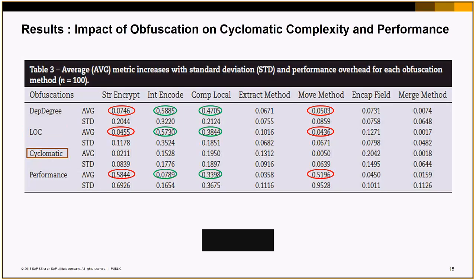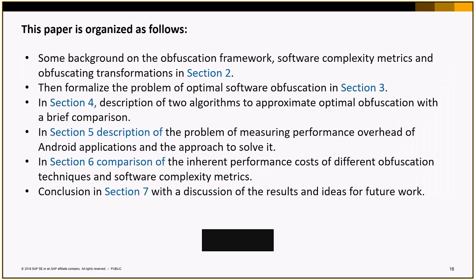Looking at cyclomatic complexity, we see that encapsulation of field improves it a bit in comparison to the others. Only encapsulation of field gets improved by 0.2, and the performance impact is not much. So anybody interested to really understand how this paper is organized, I've just put down a few notes on how the authors have explained the concepts.